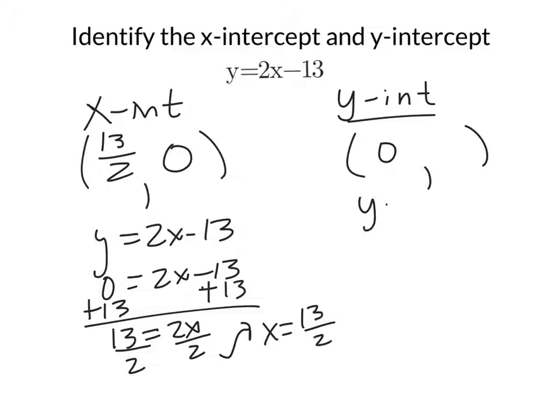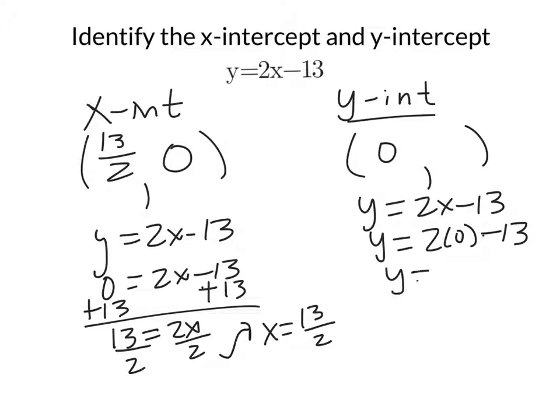And then to find the y-intercept, that would be the point where x is equal to 0. So let's start with our equation, y equals 2x minus 13. And where I see an x this time, I'm going to put a 0 in. So this one we just have to do some arithmetic. 0 minus 13 is negative 13. So our y-intercept is negative 13 because that's the y value where the line crosses the y-axis.